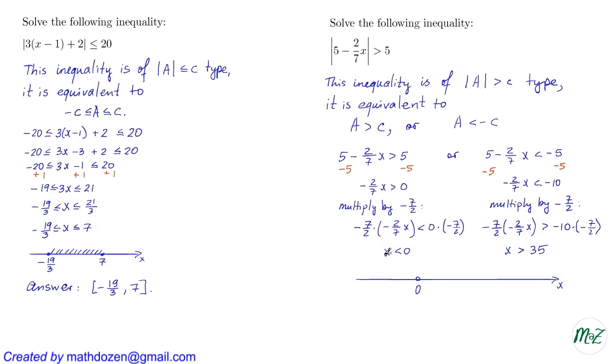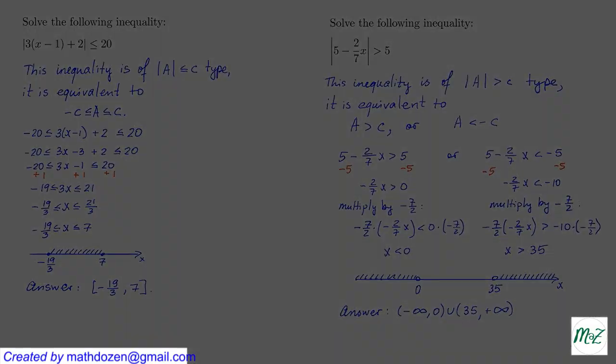For the leftmost inequality, we have x being less than 0, so it's everything to the left of 0. And for the right inequality, we have x being greater than 35, so it's everything to the right of 35. And for the answer, we get two of those intervals. So it's the interval from negative infinity to 0, union symbol, and the interval from 35 up to positive infinity. So we have those two intervals for the answer.